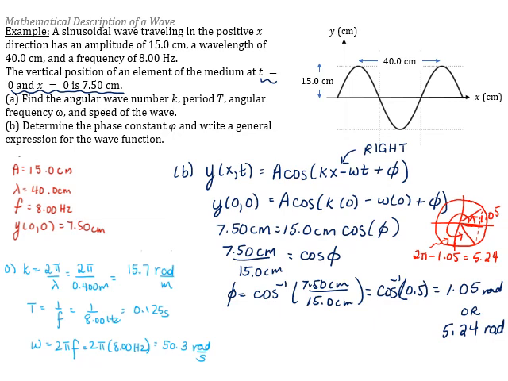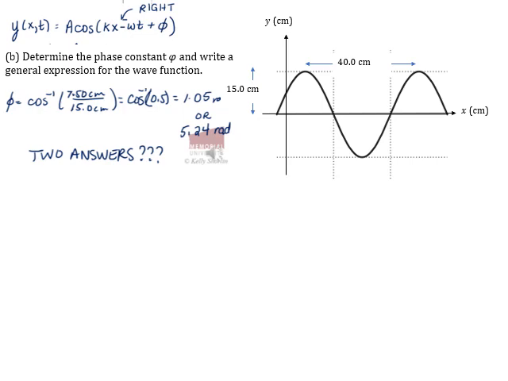When you're doing these problems, you always have to think, what are my two answers? Okay, I have two answers. What am I supposed to do about that? They can't both be right. How am I going to figure out which one is right? I need another condition. That's going to come from my initial velocity. So now I have two answers for my phase constant. If I want to narrow it down to the correct answer, I need another initial condition, and that's going to come from my initial velocity.